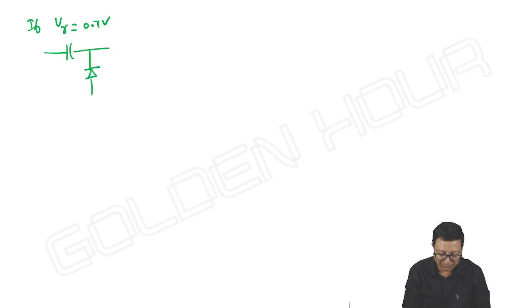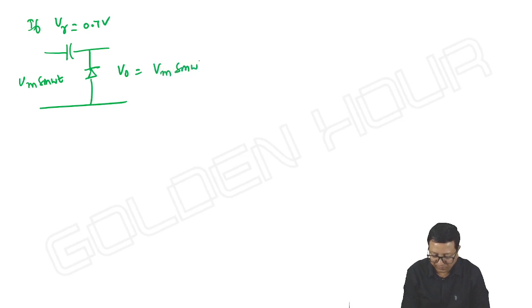And if V gamma is given as 0.7 volt, then the basic positive clamper circuit, it is Vm sin omega t. And what about the output? Right here, what is expected? Vm sin omega t plus Vm. In negative clamper, what we did? We added plus 0.7. Here we need to subtract.